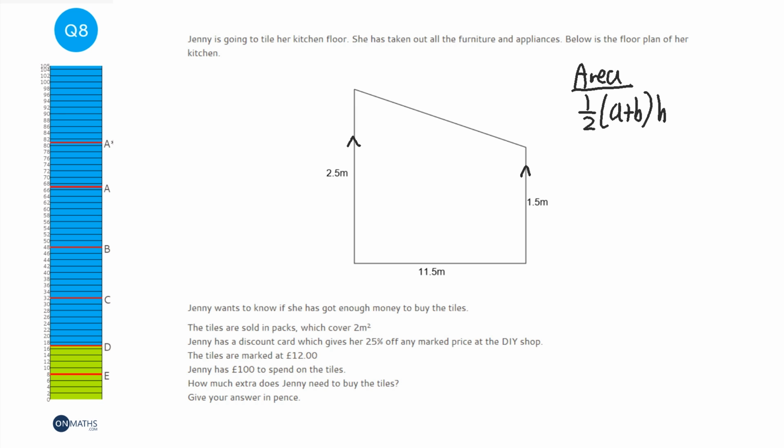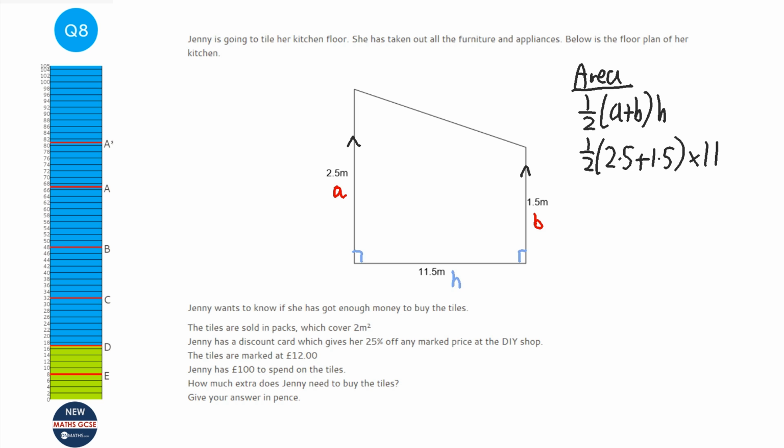Now you need to work out what h and a and b are. A and b are always the ones on the parallel sides, so it's those 2. It doesn't matter which way round you call them. H is always the one that connects the 2 at right angles. So half times 2.5 plus 1.5, times 11.5.